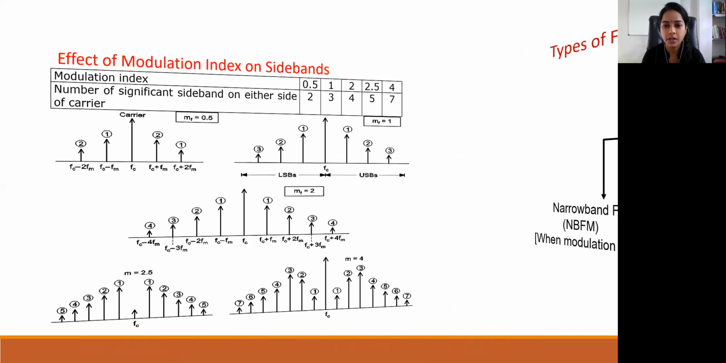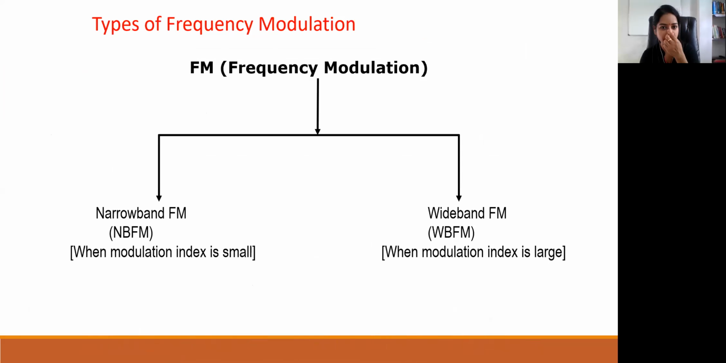Then what are the types of frequency modulation? Frequency modulation is also divided into two types. It is narrow band FM and wide band FM, NBFM and WBFM. Narrow band frequency modulation happens when the modulation index is small, and WBFM happens when the modulation index is large. Is it okay?